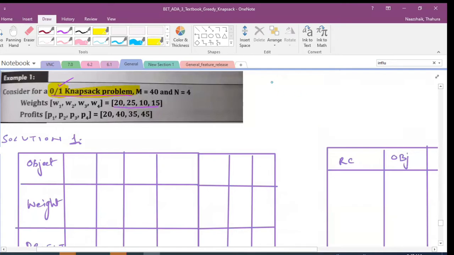When you arrange this, I said you always do this, right? You always note down the object, weight, and profit. Same problem, whatever they have given in the question, you have to rewrite it, because otherwise it will be confusing. You may not be able to map it correctly. So just write down here your object 1. Okay.